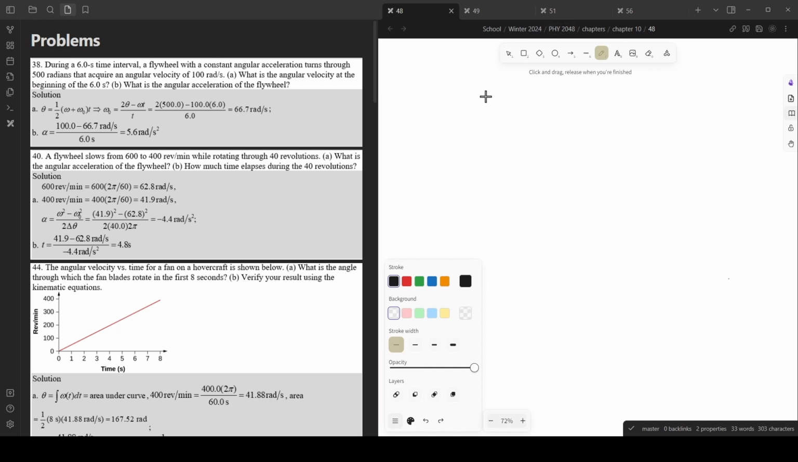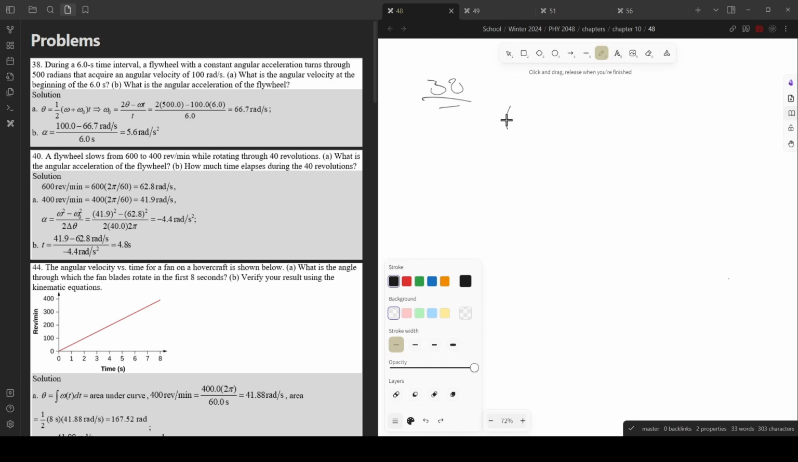What's going on, guys? We're back with chapter 10 questions this time. We're going to start out with 38 and just do all of them in order. So 38 says, during a 6-second time interval, a flywheel with a constant angular acceleration turns through 500 radians that require an angular velocity of 100 radian per second. What is the angular velocity at the beginning of the 6-second interval, and what is the angular acceleration of the flywheel?